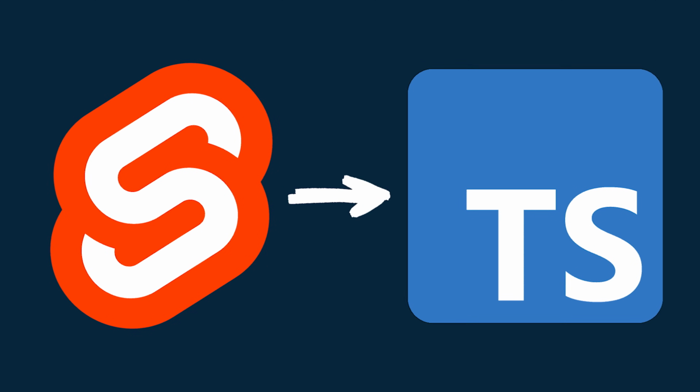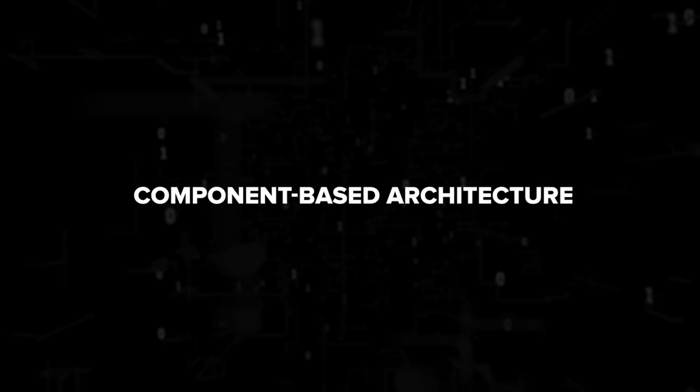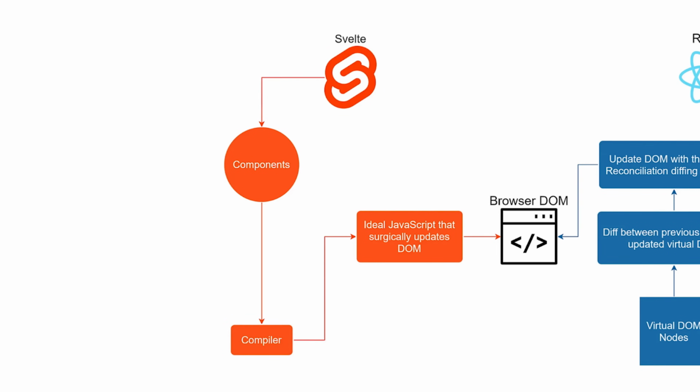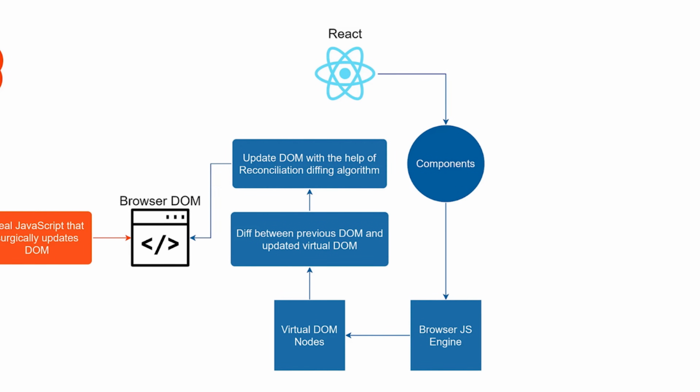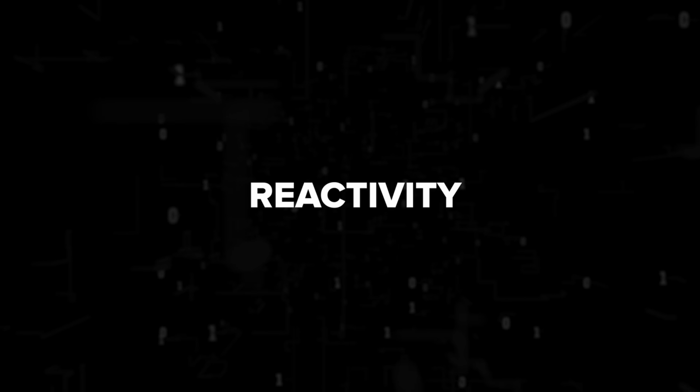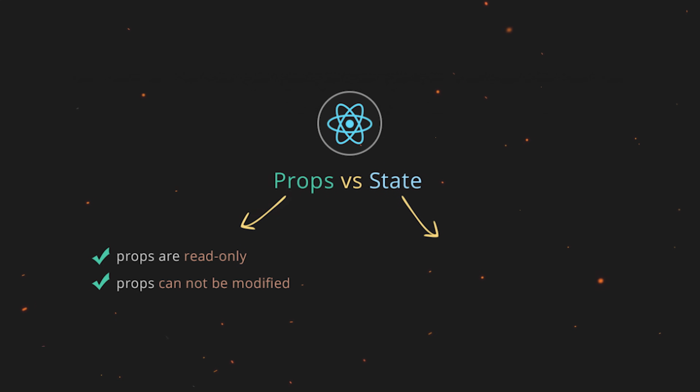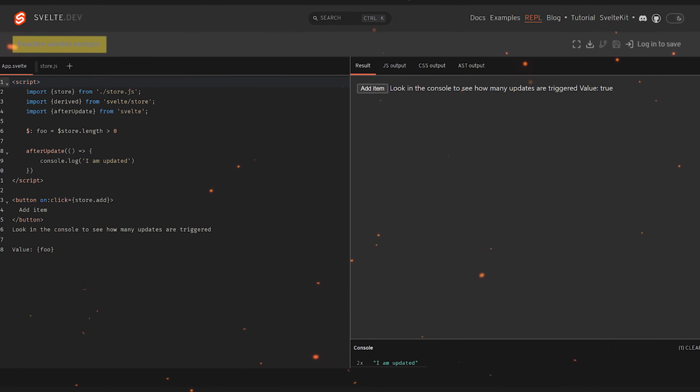Svelte incorporates TypeScript. Component-based architecture. Both React and Svelte follow a component-based architecture. In Svelte, components typically have a .svelte extension, while React components use .jsx. Reactivity. Reactivity enables automatic UI updates in response to changes in underlying data. React achieves this through state and props, while Svelte uses reactive variables.